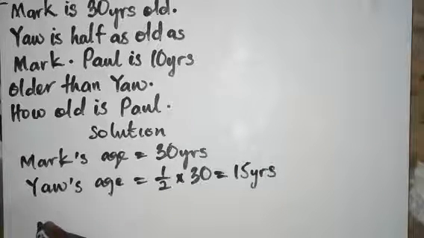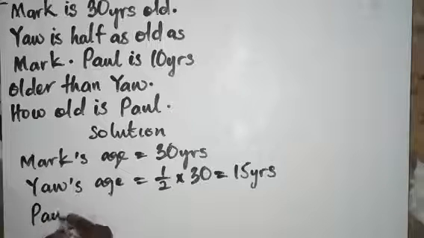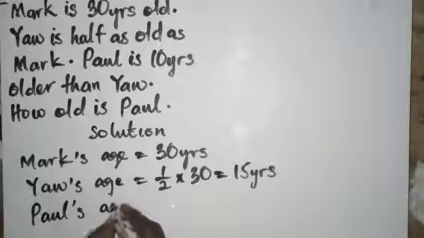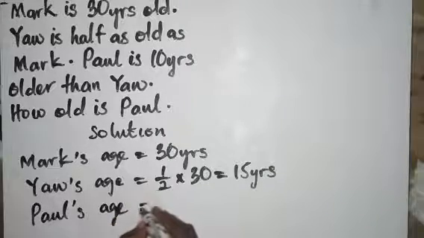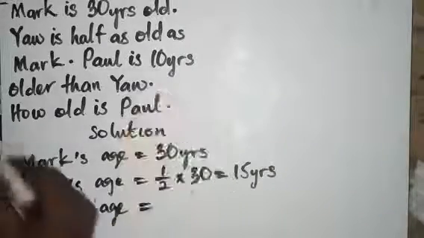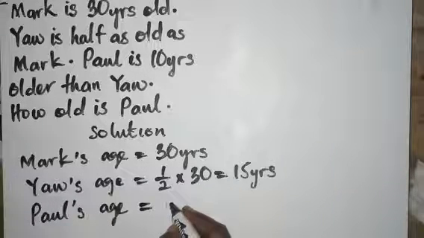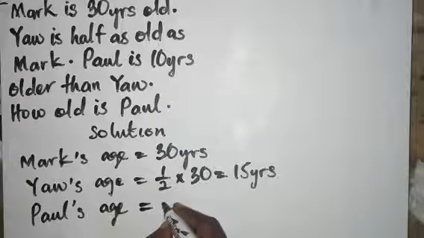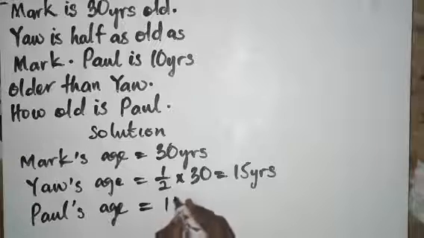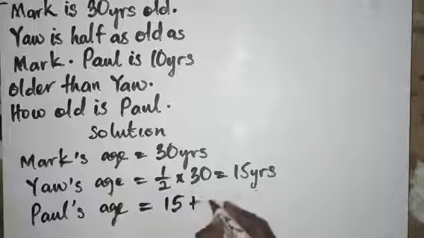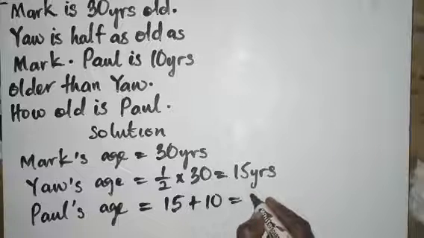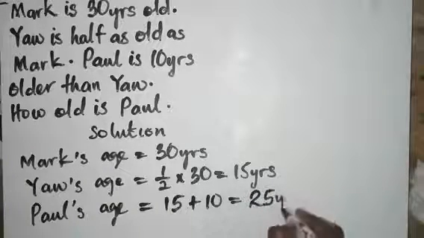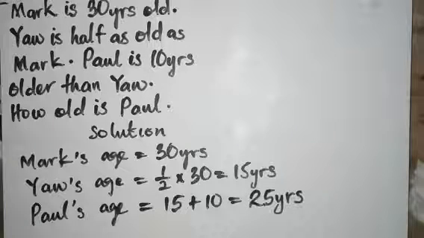And we got Paul's age. Paul is 10 years older, which means it is Yao's age plus 10. So Paul's age is going to be 15, which is Yao's age, plus 10, which is going to give me 25 years. So that is how old Paul is. Okay.